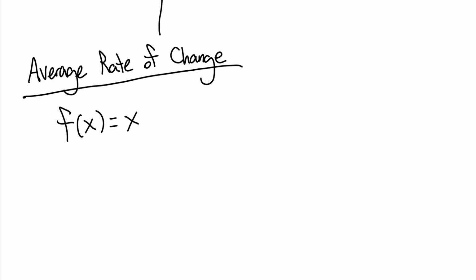So the average rate of change takes two fixed points and measures how much the function changed on this interval. Let's look at an example here. Let's look at two points on our graph, say (1, 1) and (3, 3) in this case. These are both two points on the function f of x equals x.